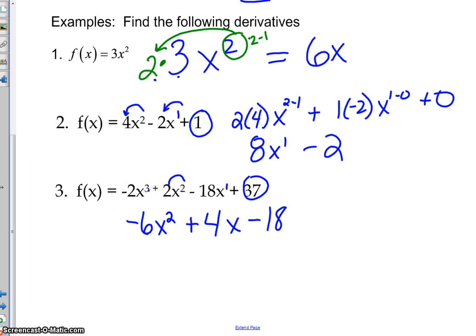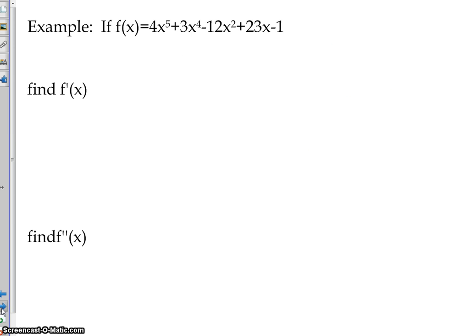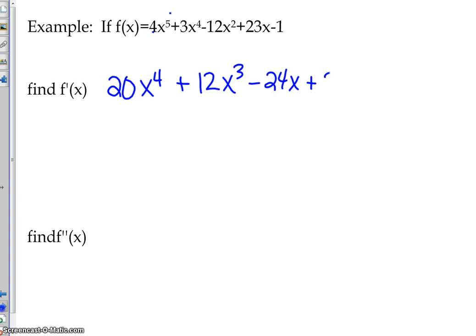Now let's talk about how you find the second derivative once you've found the first derivative. So we have a nice long problem here, and it says, find the first derivative. Well, the first derivative would be 20x to the fourth. So I took the 5 times the 4 and then reduced the exponent 5 by 1. Then we would have 12x to the third. 4 times 3 is 12. Reduce that exponent by 1. Minus 24x to the first, all right, 2 times 12, plus 23.